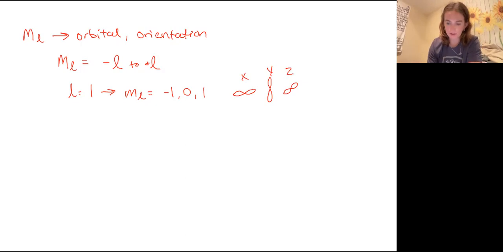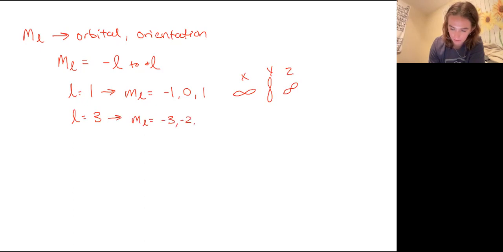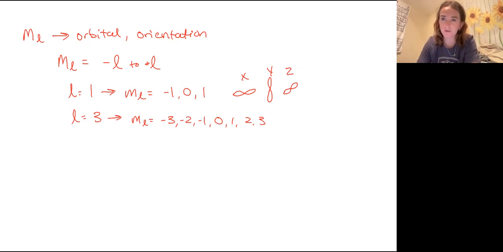Okay, so just as another example, if L was equal to 3, then we could have M sub L equal to negative 3, negative 2, negative 1, 0, 1, 2, 3. And so there's 7 different orbitals when L is equal to 3.